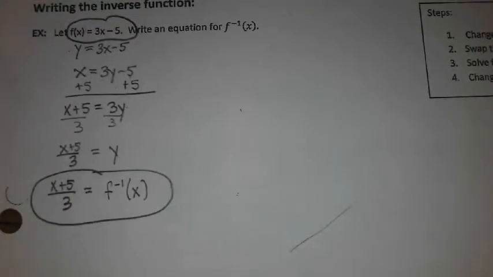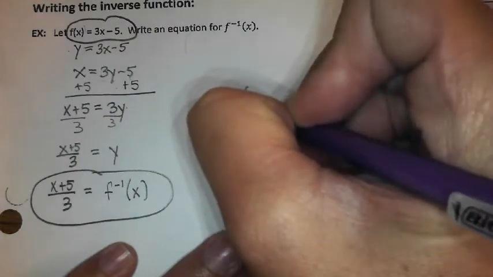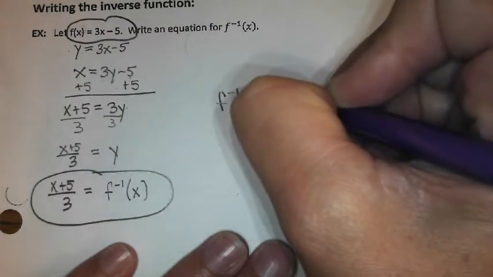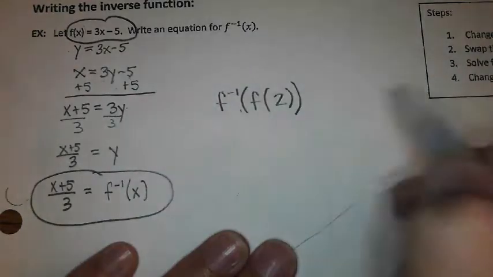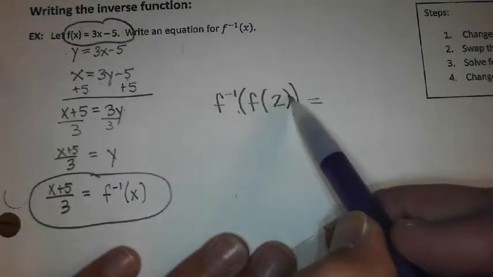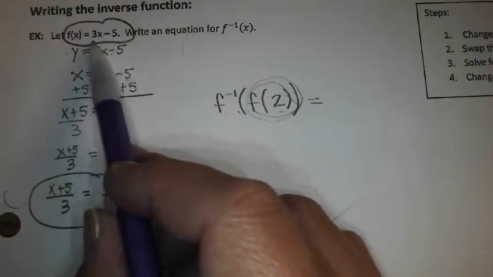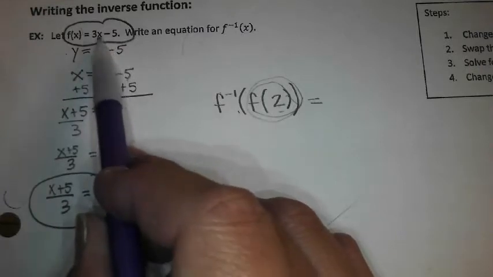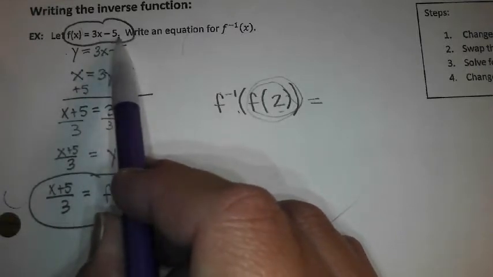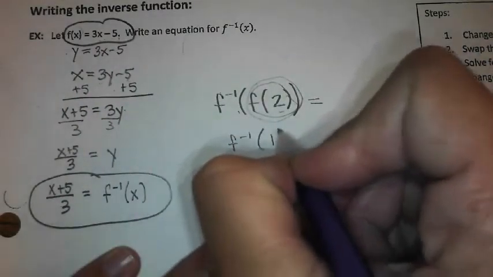Okay? Those two functions are inverse functions. Watch what happens if I do f inverse of f of, let's go with 2. So, with that composition of functions, if I start by doing f of 2, when I plug in 2, what's 3 times 2? 6. 6 minus 5 is 1, right? So this is going to become f inverse of 1.